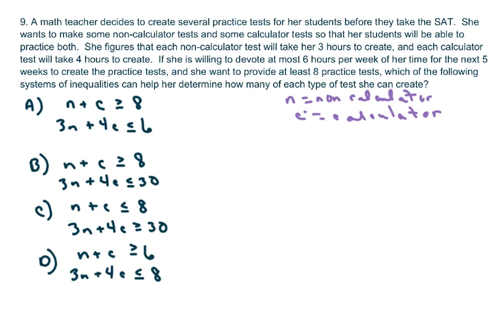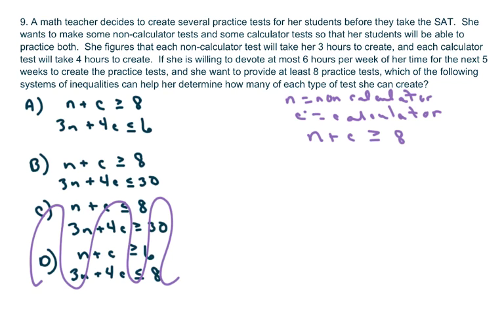So basically it says, first of all, we need to write an inequality to describe the number of tests. So the non-calculator plus the calculator is at least 8. So that means 8 or more. So it's at least 8. Non-calculator plus calculator is at least 8. So that eliminates those two. And now we just have to figure out the second equation.